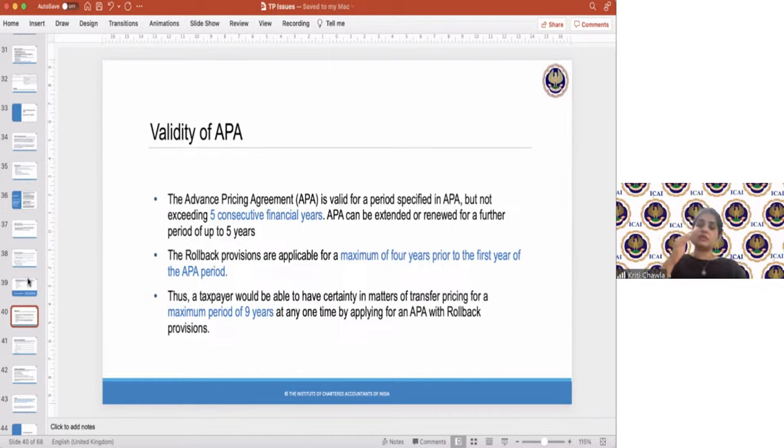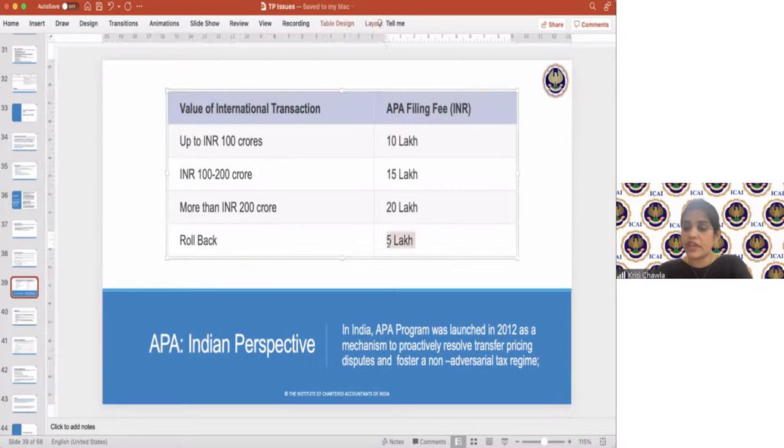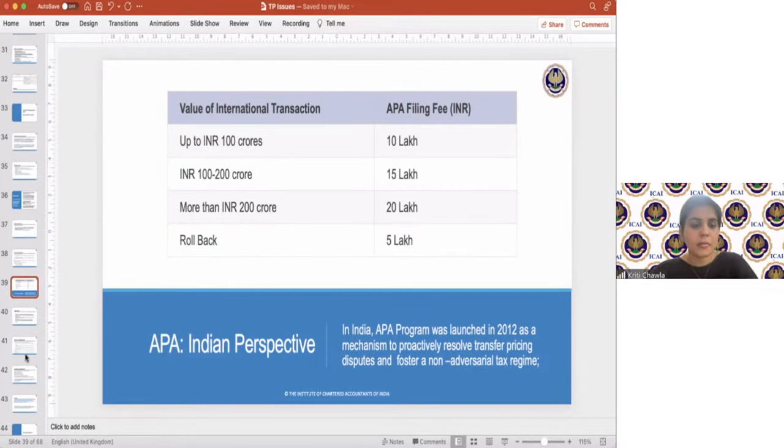So APA can be taken for 5 years going forward. So there will be certainty, and you can get into an agreement with the tax authorities that going forward, I have clarity on what is going to be the transfer pricing percentage, the margin for going forward 5 years. But you can also have this clarity for 4 years prior, which is called the rollback provision. So APA is there for 9 years straight up. And the fee for rollback is 5 lakh rupees. So that is really the concept of an APA.